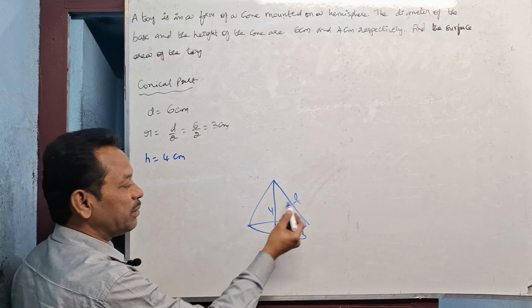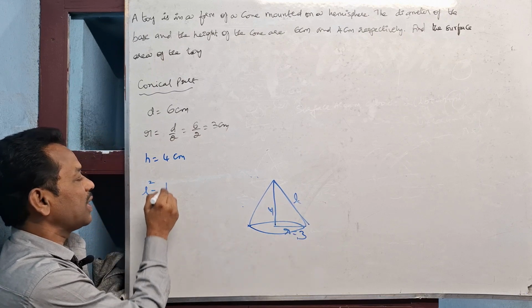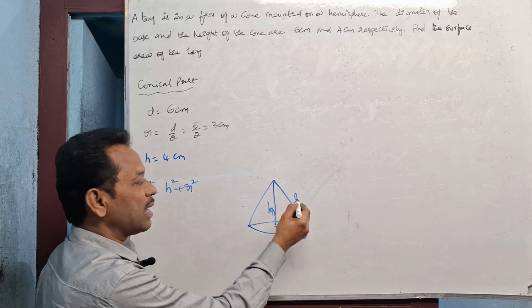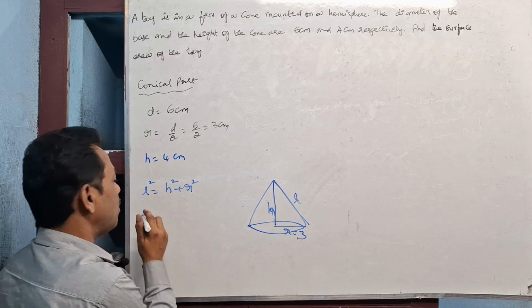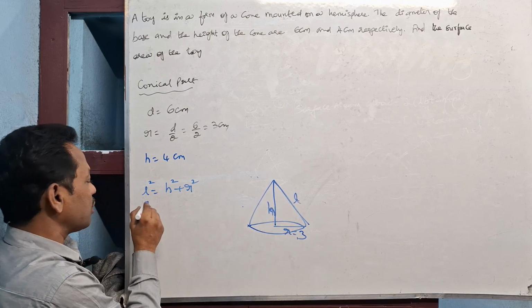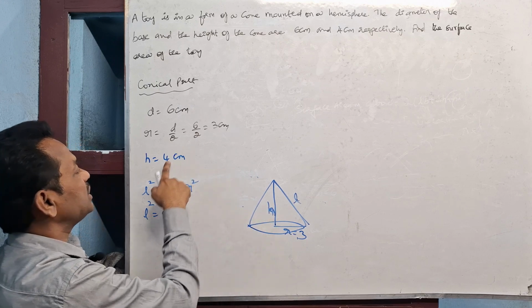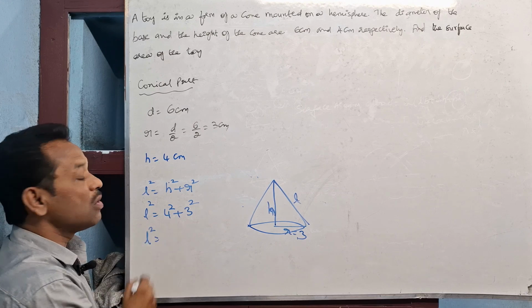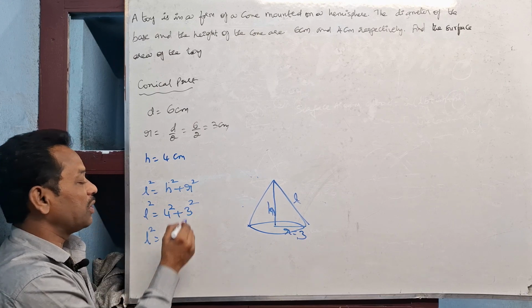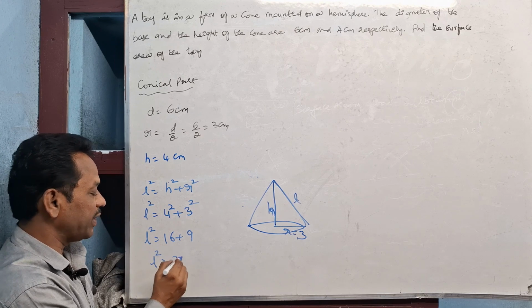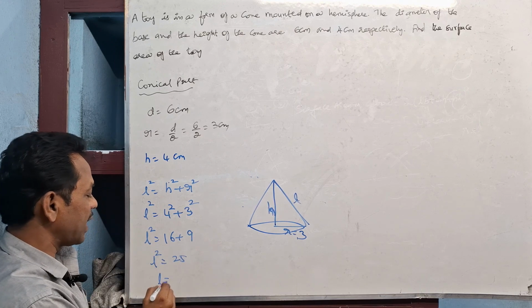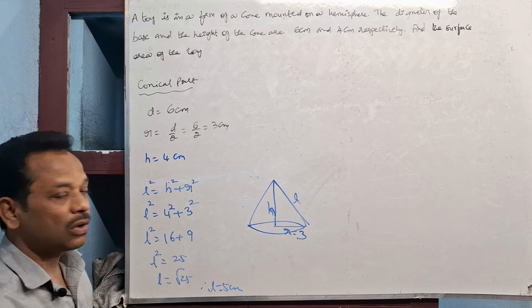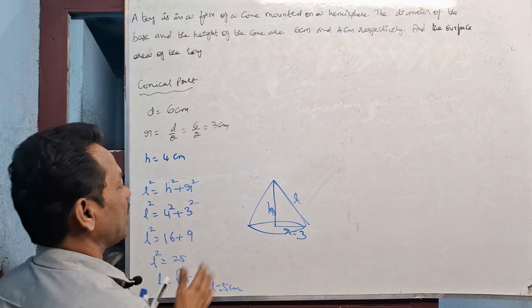So you know that the relation between these three is L square equal to h square plus r square. This is the relation between height, L and radius. Now we need the L value, so keep it as it is. The value of h is 4 centimeters. L square equals 4 square plus 3 square, which is 4 into 4, 16, plus 3 into 3, 9. So L square equals 25. The square is shifted to that side, so L is the square root of 25. Therefore the value of L is 5 centimeters. Now we know the slant height.